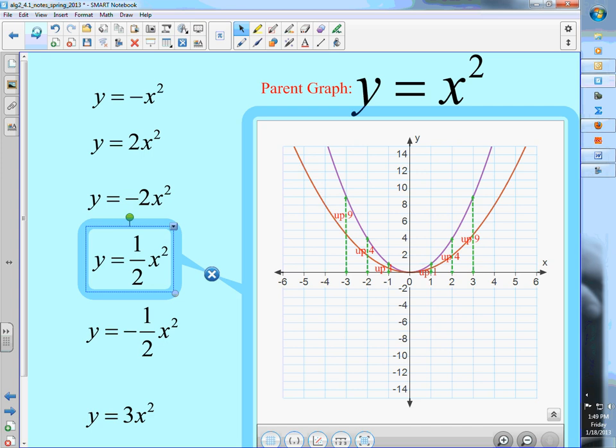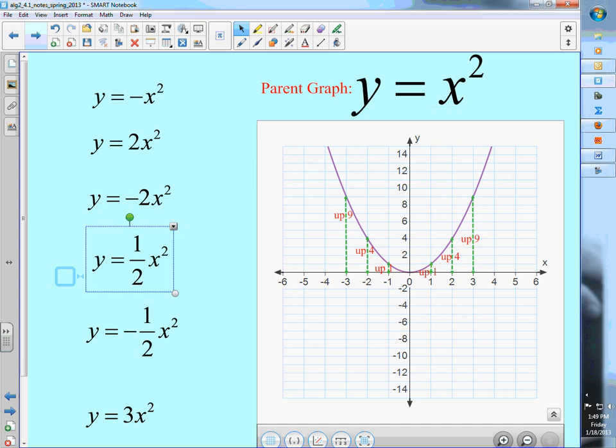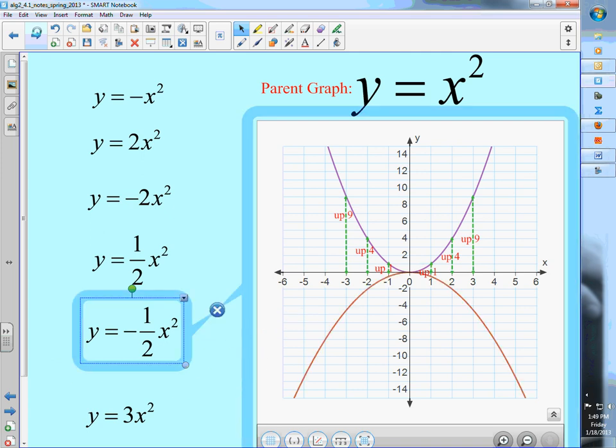Now it does make it wider, but as soon as you are thinking wide because of this 1/2, you've missed the whole deal. This is a vertical stretch factor. So it's half as tall. This one's going to be half as tall and flipped. So it's flatter and then upside down because of the negative.